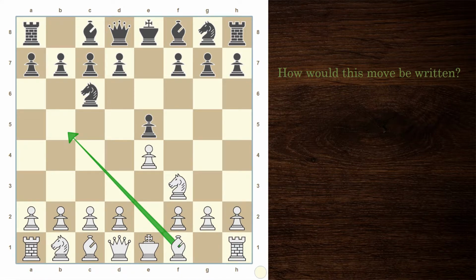And then pause your video here if you like. Try to figure this one out. This is a different piece. Okay, so we're moving the bishop this time. The bishop is given the abbreviation capital B, and it's moving to B5. So this is where the B file intersects with the 5th rank. So it should be a capital B, then a lowercase b, then a 5. So bishop B5 is how we would say that.